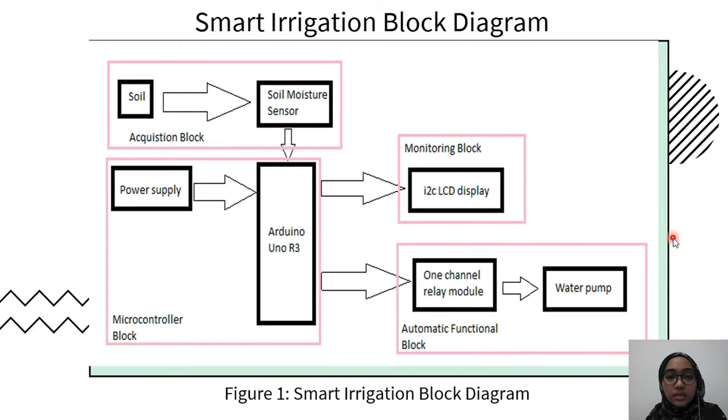Figure 1 is the smart irrigation block diagram. The first block is the microcontroller block. The second is the acquisition block, the third is the monitoring block, and the fourth is the automatic functional block.